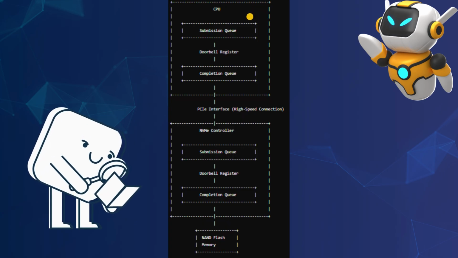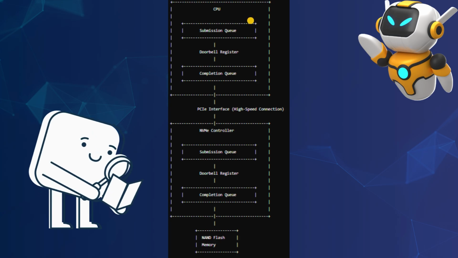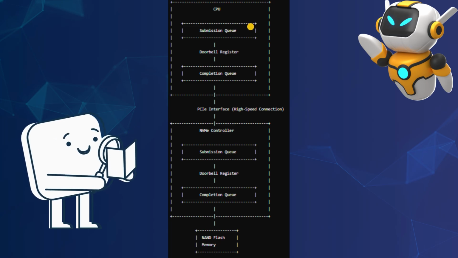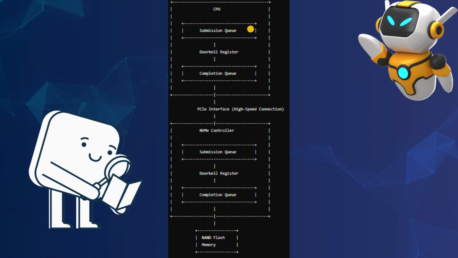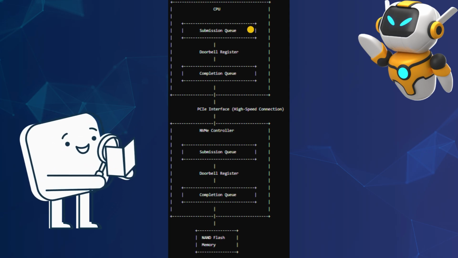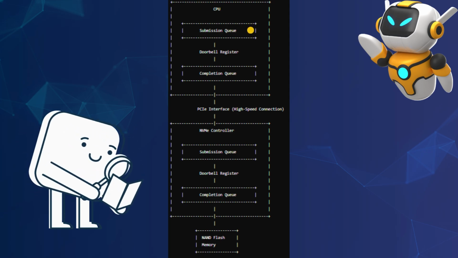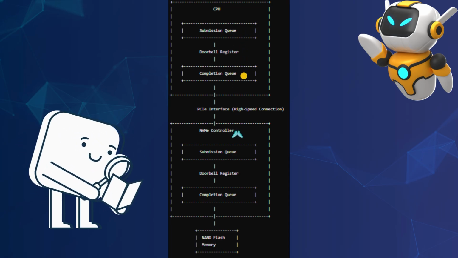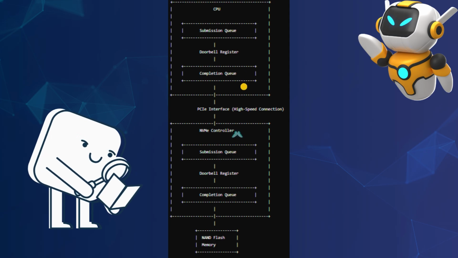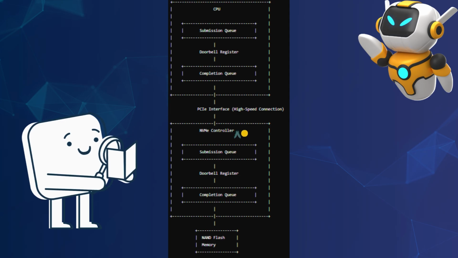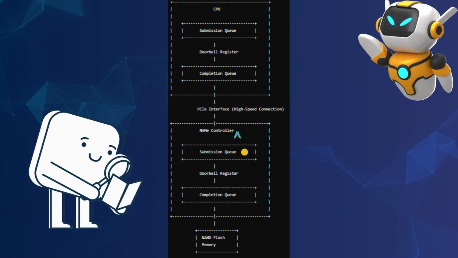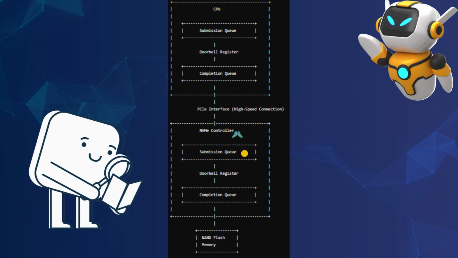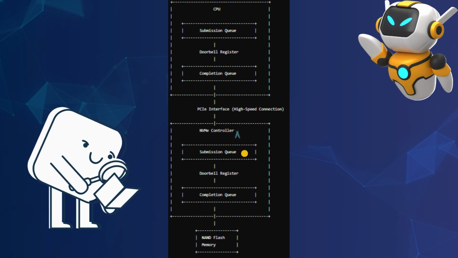Let's dive into the process step by step. The process begins with the CPU initiating a request command. This command is placed into the CPU submission queue, a buffer that holds tasks waiting to be processed. Once the command is written in the submission queue, the CPU uses the doorbell register to notify the NVMe controller. This informs the controller that there is a new task ready to be executed.